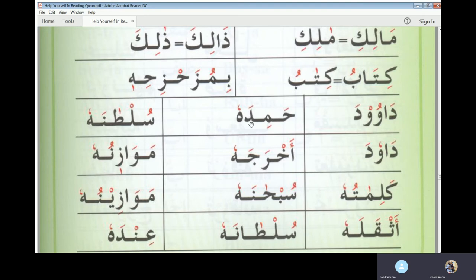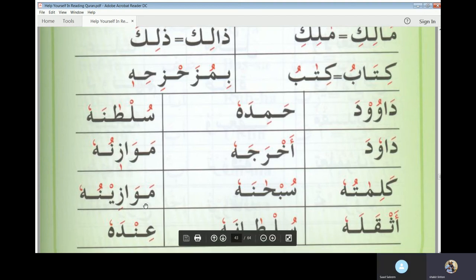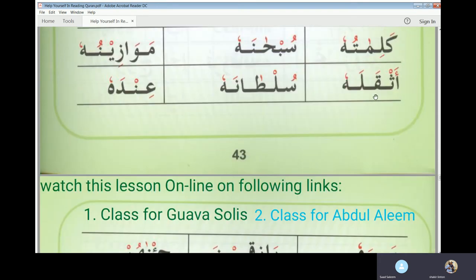Dawuda. Hamidahu. Sultanahu. Dawuda. Akhrajahu. Mawazinuhu. Kalimatuhu. Subhanahu. Mawazinuhu. Kalimatuhu. Oh no, you're at the bottom.